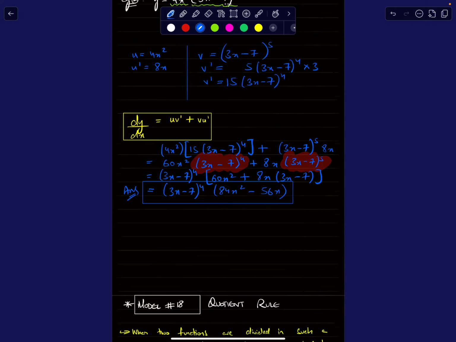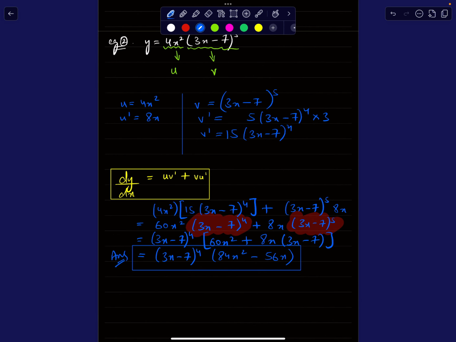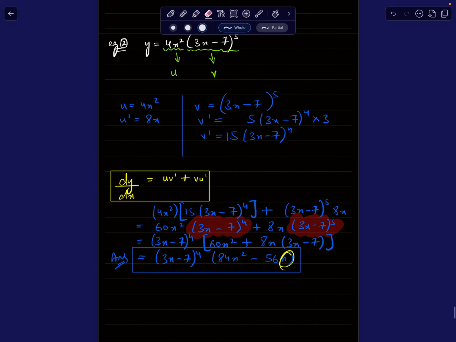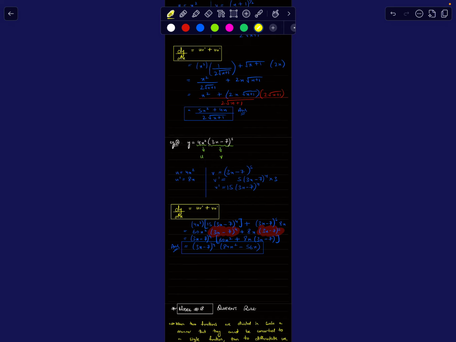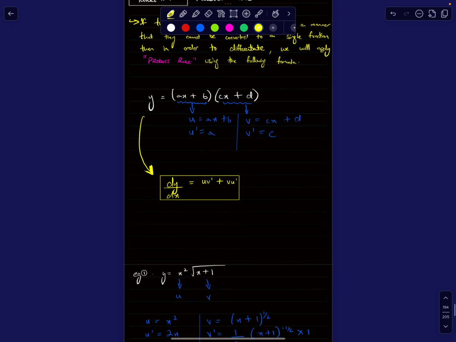Again, since we have our differential using the product rule, we can use any value of x to find the value of the gradient at that respective point. Otherwise, the examiner may also give us a value of x, which we will have to substitute and find the value of the gradient at that particular point. So this is where we wrap up product rule.